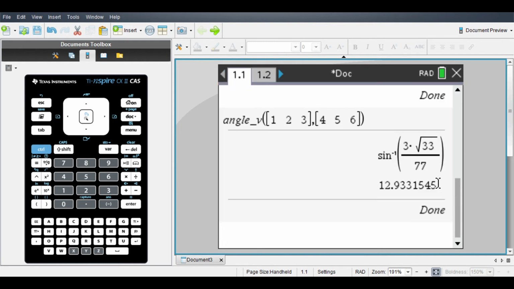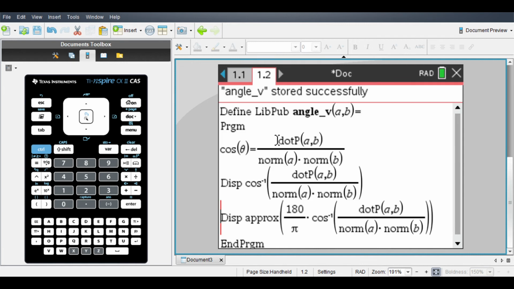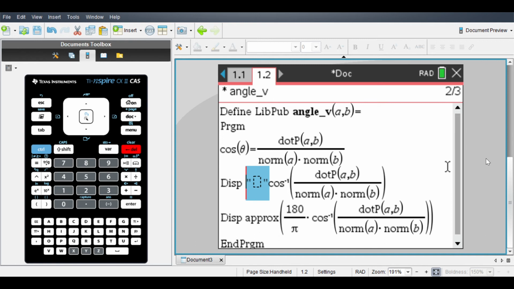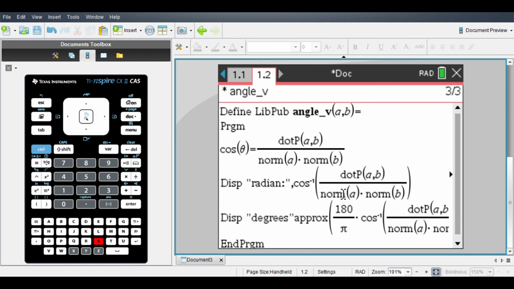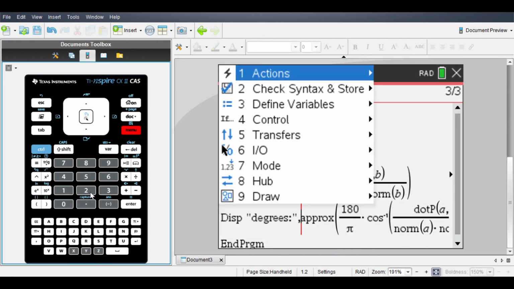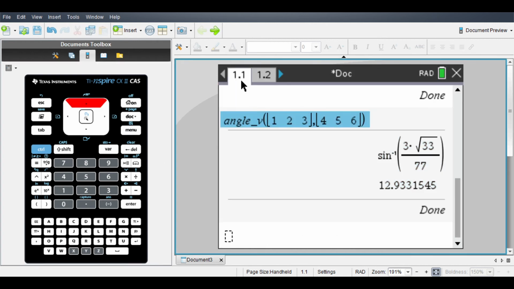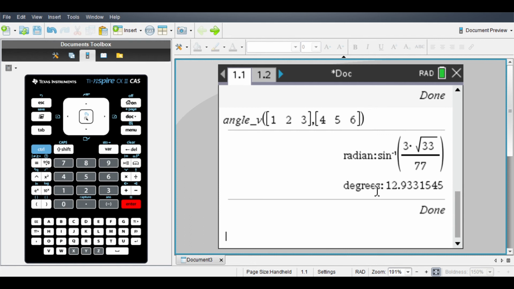And of course, if you want to clarify what these two numbers are about, you can easily do that by doing something like angle equals, oh no, maybe actually a more informative way is to say radian and degrees. But of course, that is completely optional. Right, and let's see what this gives us. Pretty nice.